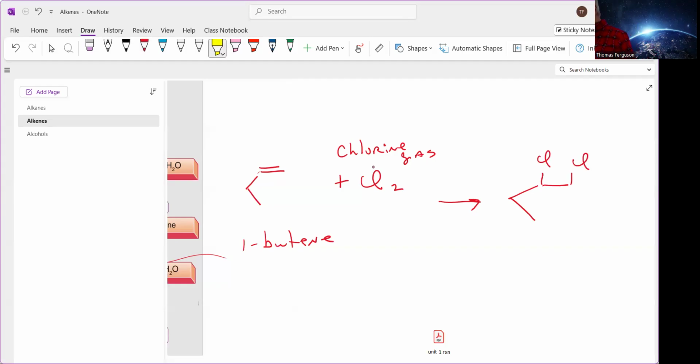Now we still have 1, 2, 3, 4. So the backbone hasn't changed. Now, except for one exception in unit 1, we make ethers. Normally the backbone stays the same. So if our product has 4 carbons, we start with 4 carbons, except for ethers, which is on Thursday.